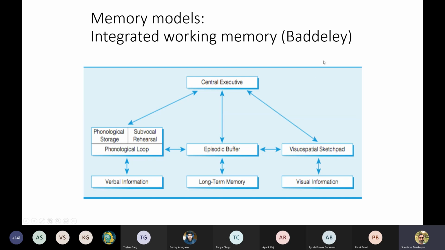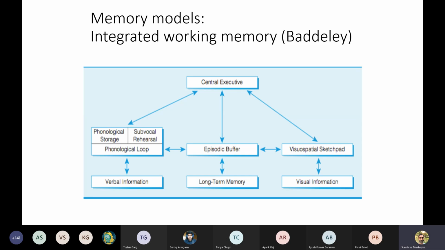complicated than the previous one. This was given by Baddeley. It's called an integrated working memory model because Baddeley said, hold on, what exactly is a short-term memory and what exactly is a long-term memory? It is not clear. Baddeley also said, how exactly is rehearsal happening?